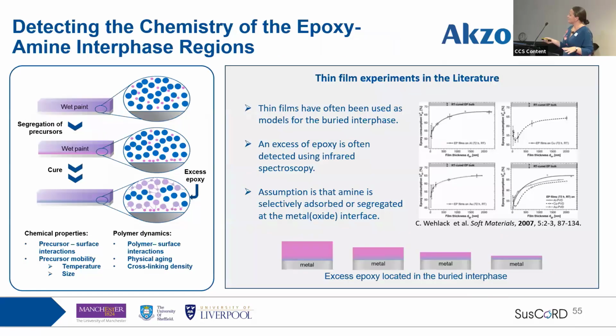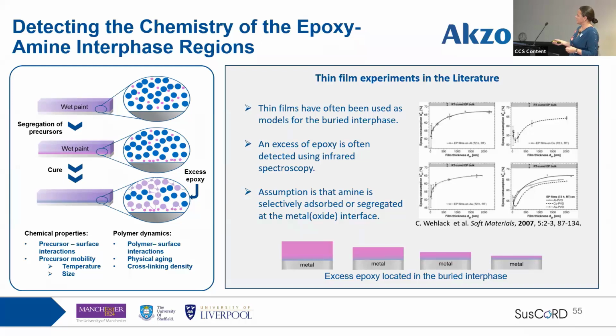So that leaves us with this kind of model for what might be happening at the interface. So again, we've got a homogeneous mixture, and then we get segregation of the precursors, either due to entropic reasons, so mobility and packing, or due to binding with the interface. And then we'd have excess epoxy here. The difference between this and the previous mechanism and thinking is that we would expect this to be happening on really a nanoscale, possibly even a molecular scale.